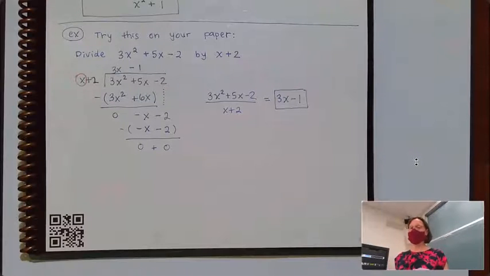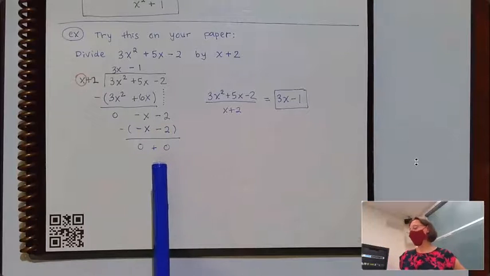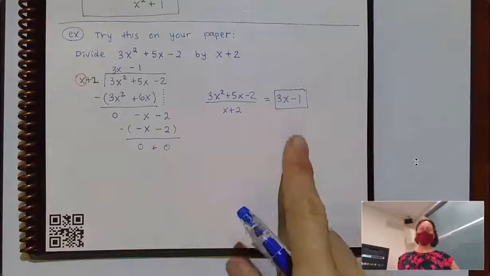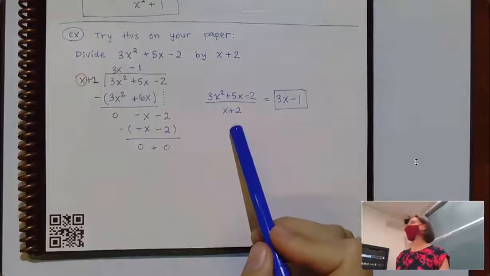Okay, we've got some questions in the chat. So first question basically was, what happens when you get 0 for an answer? This is what happens when we get 0 for a remainder. There is no remainder. We say that this divides exactly.